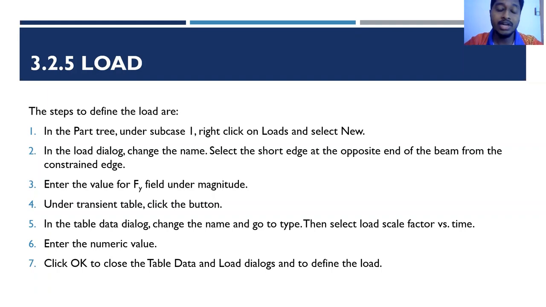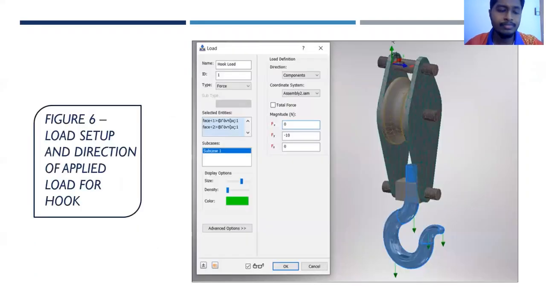Fourth, under transient table, click the button. Fifth, in the table data dialog, change the name and go to type. Then select load scale factor versus time. Sixth, enter the numeric value. Seventh, click OK to close the table data and load dialogs and to define the load. Figure 6 shows the load setup and direction of the applied load for the hook.